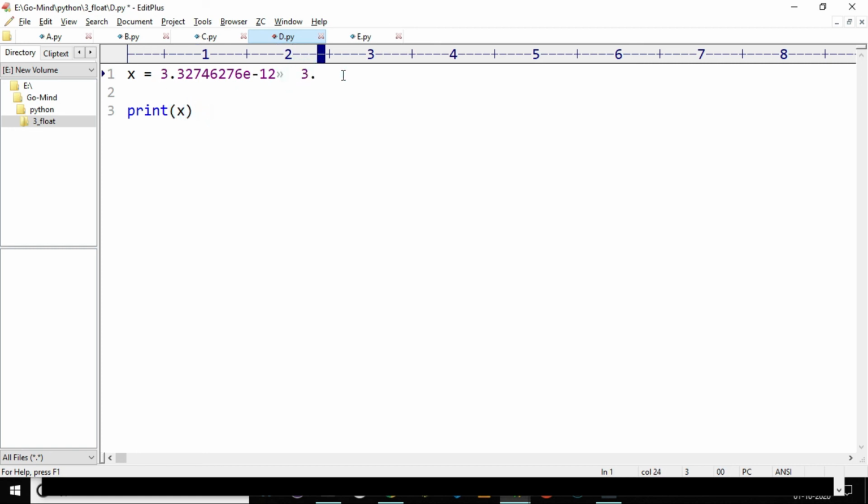This means that this value into 10 to the power minus 12. e minus 12 means 10 to the power minus 12. Simply. So that's it for today.